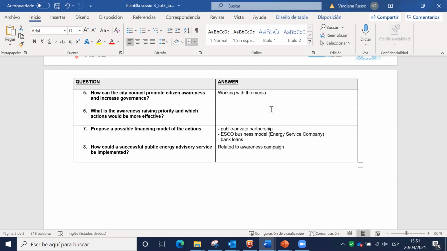And concerning the possible financing model, we discussed the public-private partnerships and the ESCO business model, energy service company. And how could a successful public energy advisory service be implemented? It's implemented by the municipality according to the needs of the population, and it's interrelated with awareness, but it's more regulatory campaigns than only awareness campaigns.